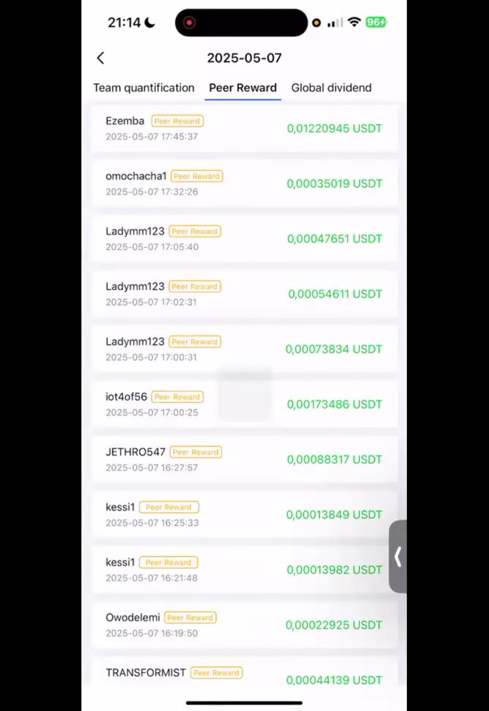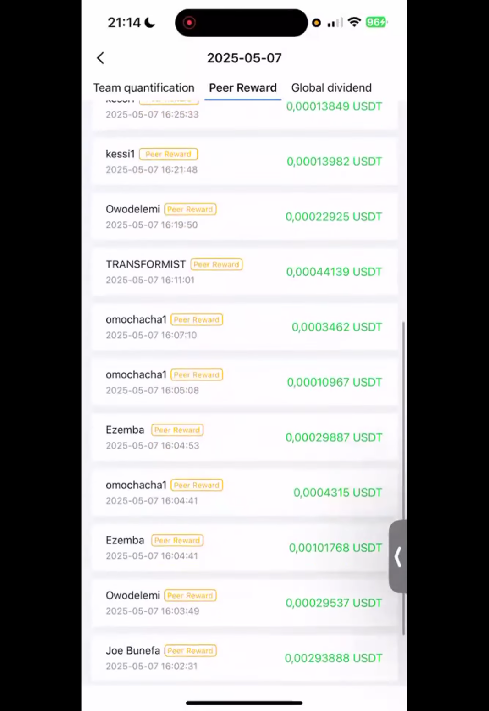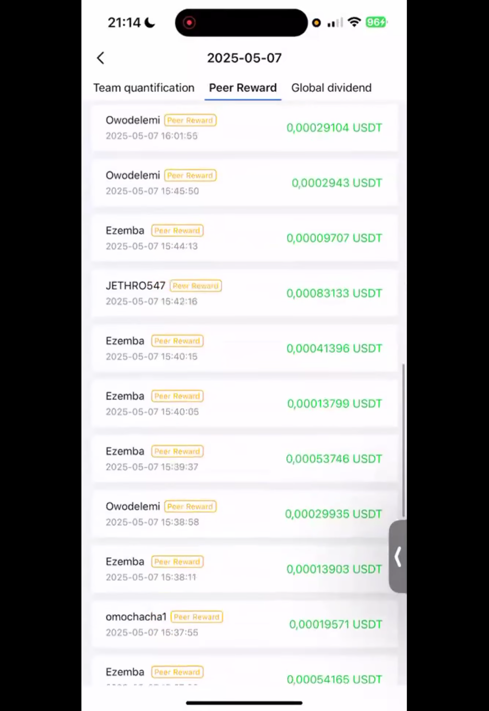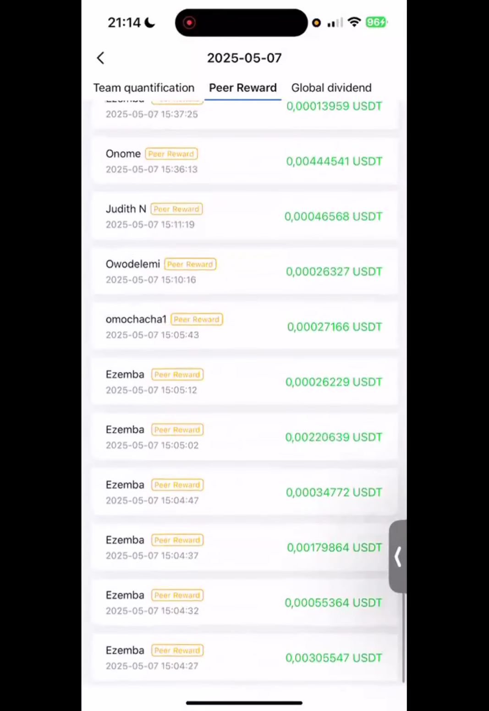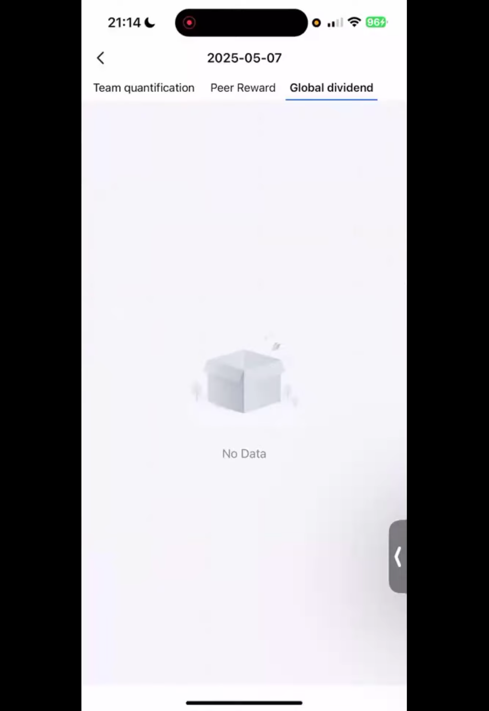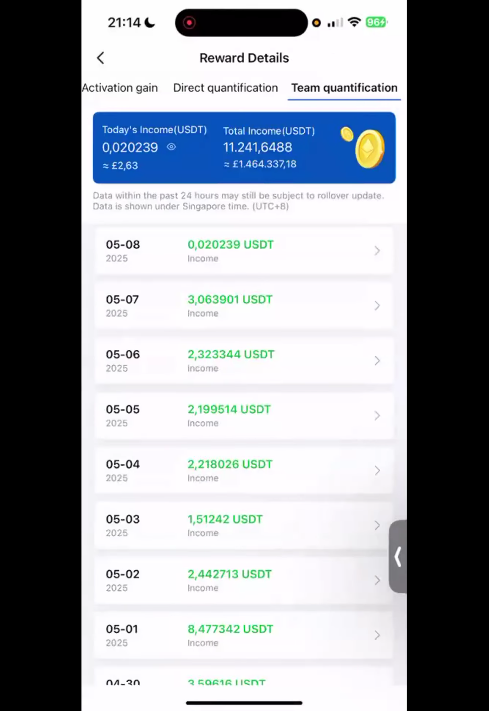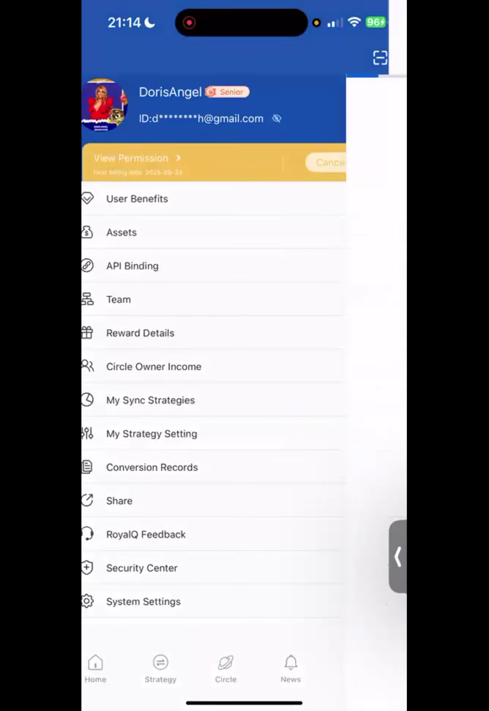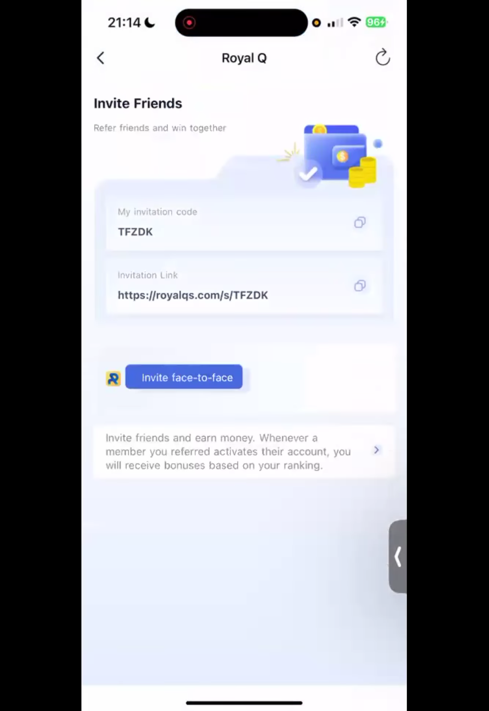All right, peer reward. That is the same rank. I have a team member, an indirect team member who is on the same fourth rank as me. So I earn peer rewards from her team. Then global dividends. I have nothing to show yet. All right. So share is still here, meaning home invite friend.